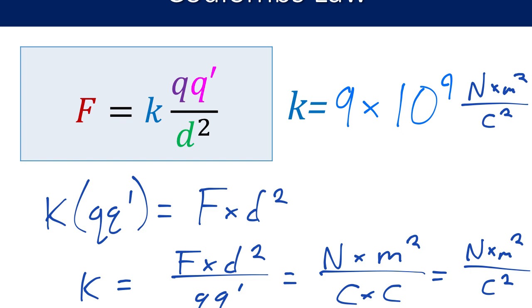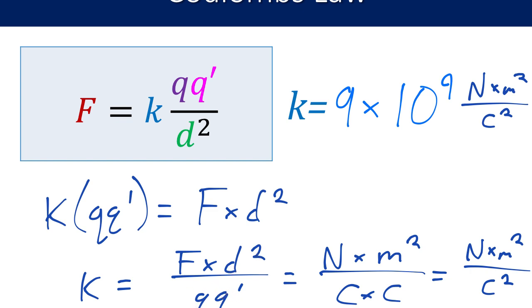All right, if I solve this equation here for K, I'm going to move the d squared over to the other side, multiplying both sides by d squared. Then I get K times the product of the charges is equal to force times d squared. If I then solve just for K by itself, I'm looking for the units now. Force times d squared divided by the product of the charges.